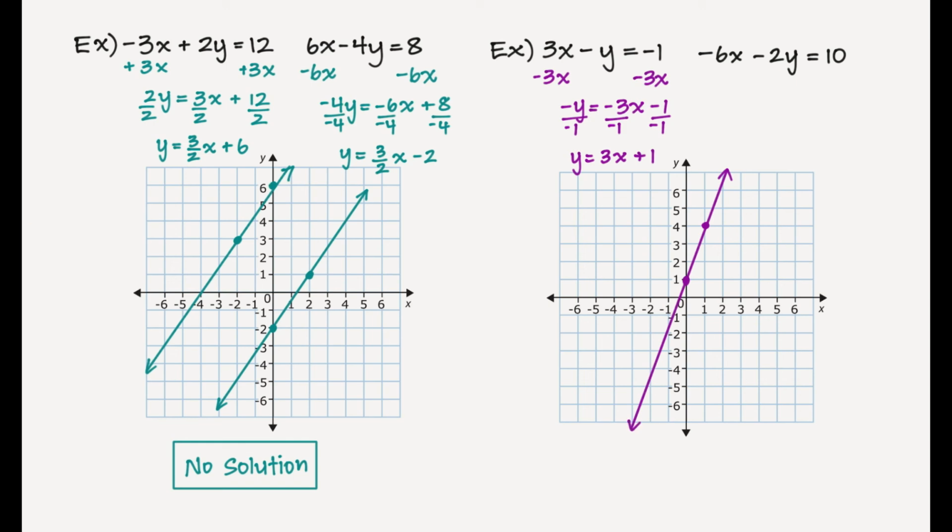And then let's rewrite this by adding 6x on both sides. Negative 2y equals 6x plus 10. Divide everything by negative 2. And y equals negative 3x minus 5. So I'll start down below at negative 5. But since I can't go down 3 and over 1, I'm going to go up 3 and backwards 1. And then I can go ahead and draw my line. And I can see that they are intersecting at one point right there at negative 1, negative 2.